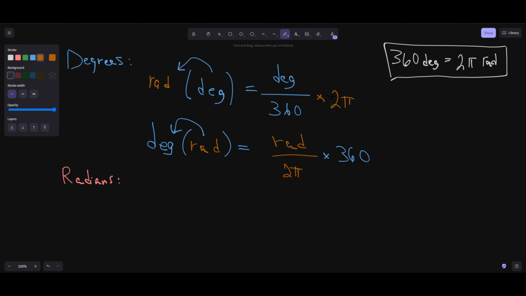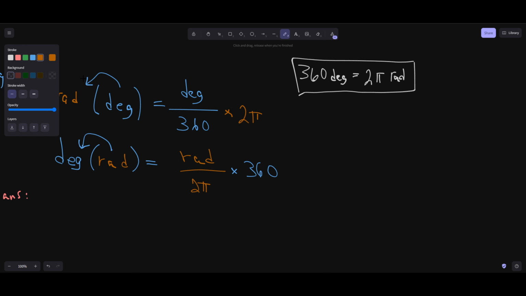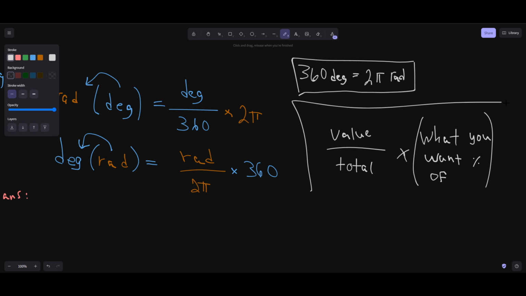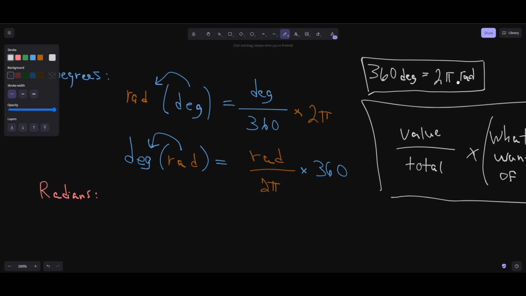Again, I wouldn't even necessarily memorize these formulas. I would just memorize the fact that when you're converting between radians and degrees, it's just the percentage formula. So the only thing that I would memorize is value over total times the thing that you want the percent of. So I would just memorize this, but that's totally up to you. Whatever helps you memorize it, I guess. Doesn't really matter.